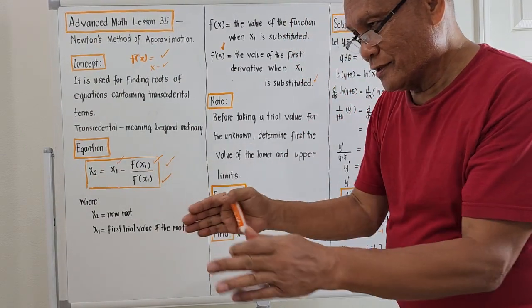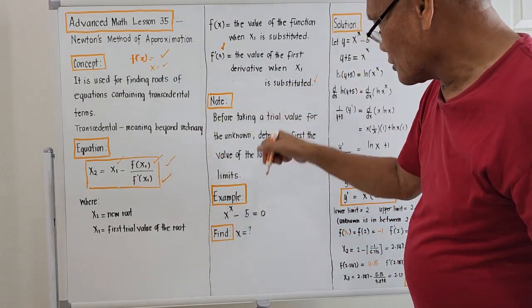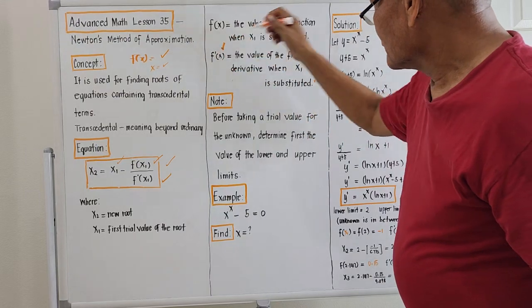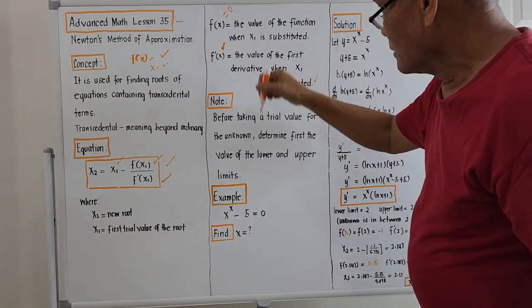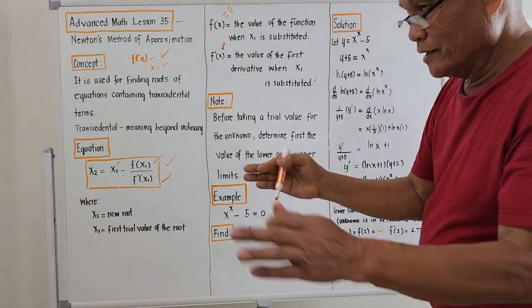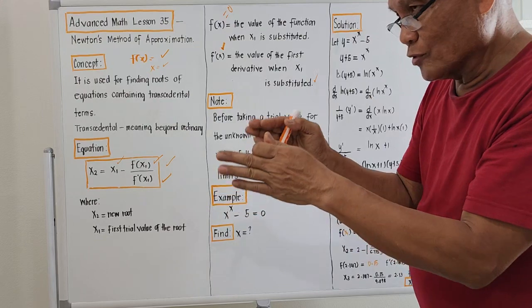So if the resulting value of f of x1 is approximately equal to 0, meaning there is no error, it's not either plus or minus, meaning the solution is correct.